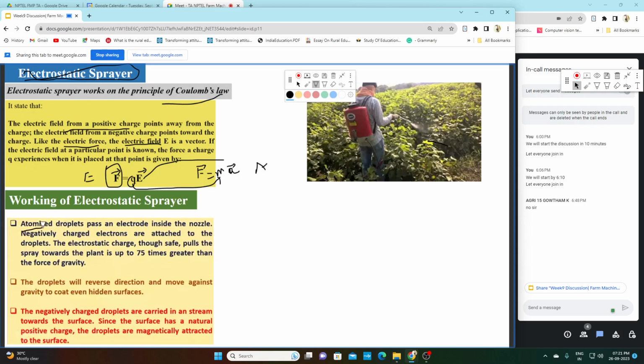Here, the atomized droplet is passed to an electrode inside the nozzle. Negatively charged electrons are attached to the droplets. So the droplets are negatively charged and the plant is positively charged. The spray droplet will be attached to the plant or leaf surface with a force that is 75 times greater than the force of gravity. By this, the spray droplet will stick to the leaves and will not fall down. This is the concept of the electrostatic sprayer.